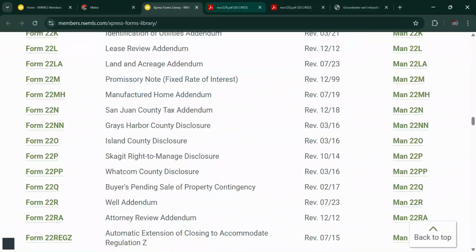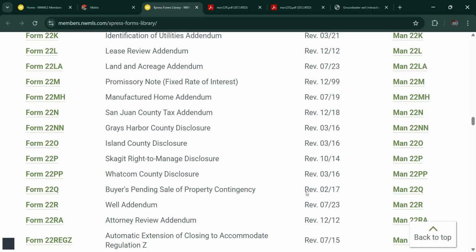Isn't the well addendum tucked into another form as well? There is. Land and acreage has it on that as well. That's what I thought, because I haven't used it as a standalone, but I know I've sold property with wells. Yeah, land and acreage, I believe, is the only other one that has it on there.